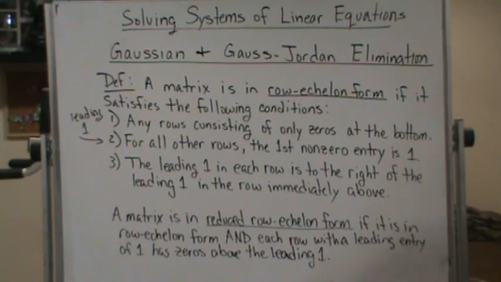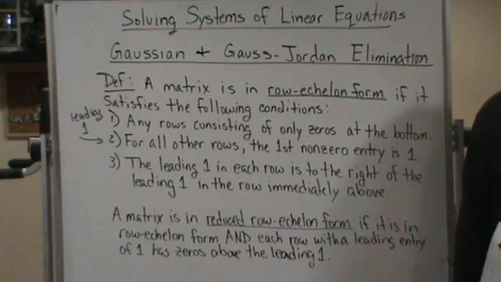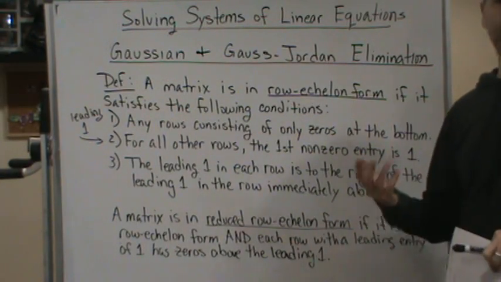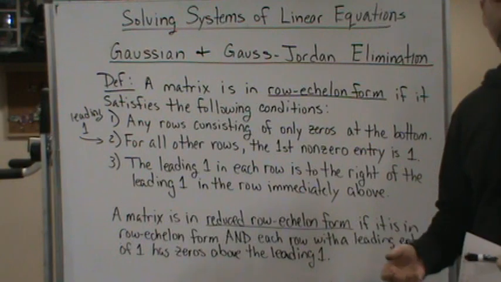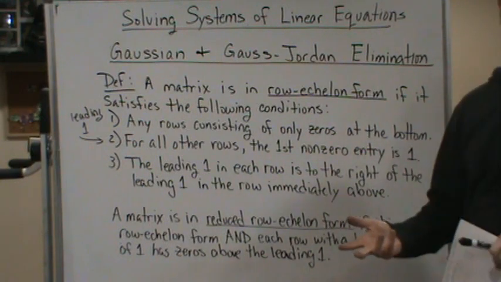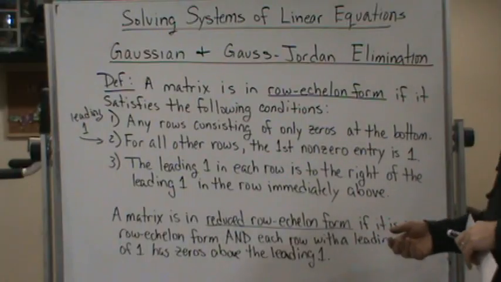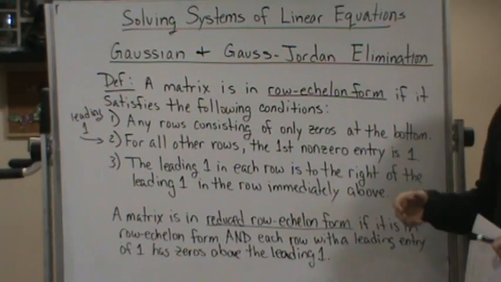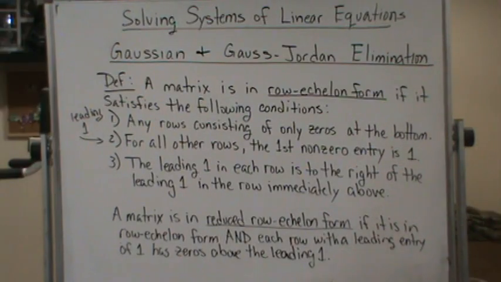The first definition is what we call row echelon form. So we want to know when a matrix is in row echelon form, and also when a matrix is in reduced row echelon form. A matrix is in row echelon form if it satisfies the following three conditions.